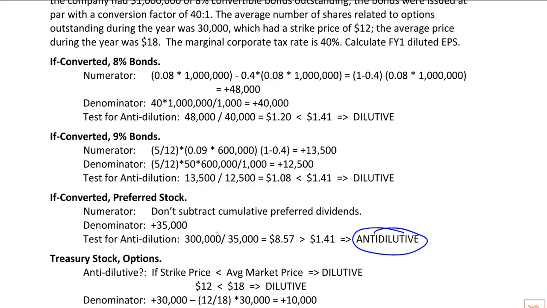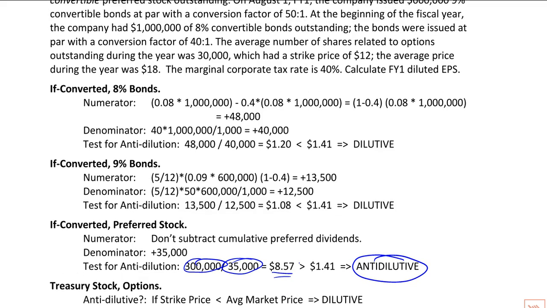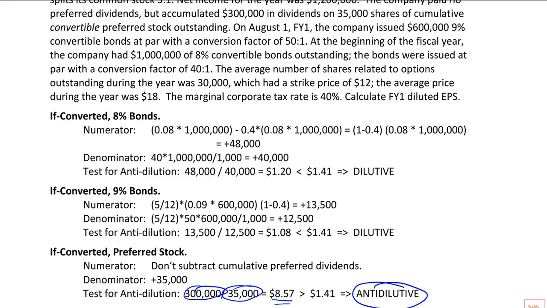So whatever was in the EPS calculation, you would add it back here. So we had 300,000 over 35,857, which is a lot greater than the $1.41, which tells you that these preferred stockholders have no interest in converting at this point because the preferred stock is doing way better. Yeah, so for preferred stock, just remember you don't have to do the tax adjustment.